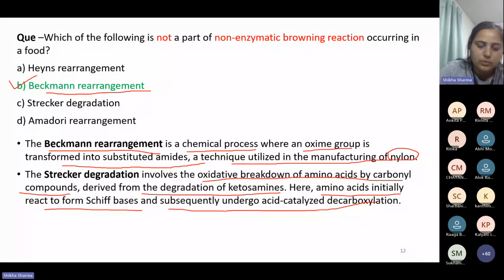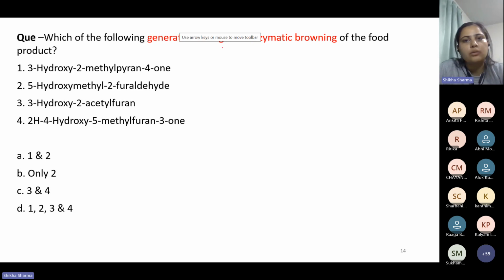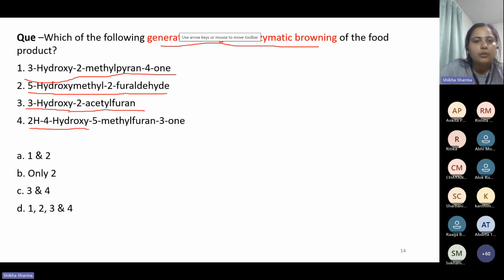Yes, ma'am. So we are moving to the next slide. Next question is again about non-enzymatic browning. Which of the following is generated during non-enzymatic browning? First is 3-hydroxy-2-methyl-pyran-4-one, second is 5-hydroxymethyl-2-furfuraldehyde, third is 3-hydroxy-2-acetyl furan, and fourth is 2H-4-hydroxy-5-methyl-furan-3-one.